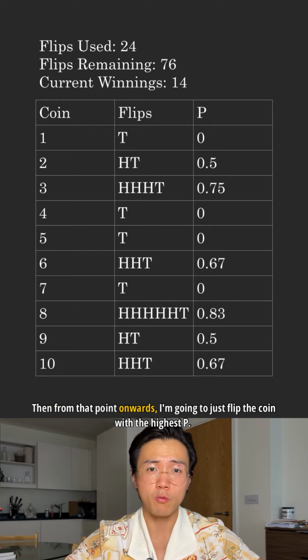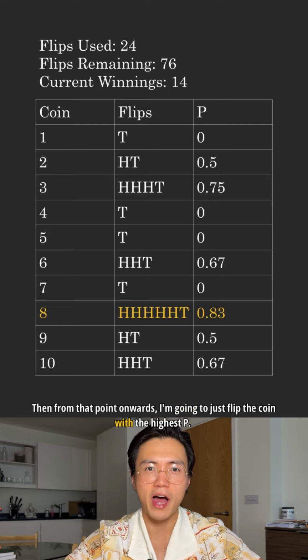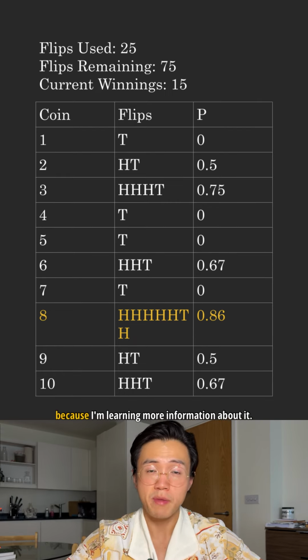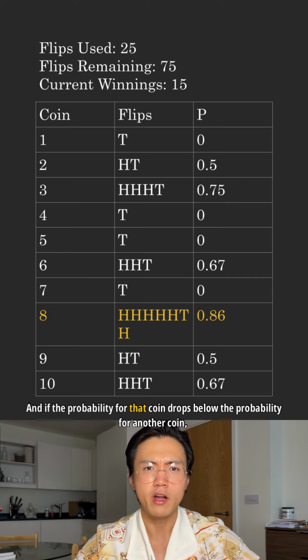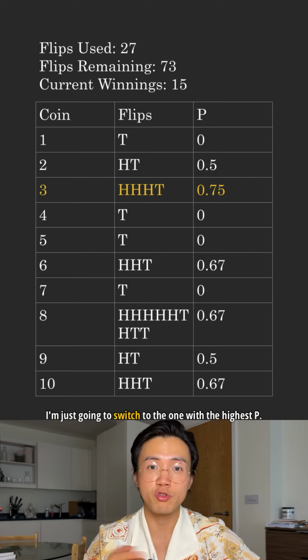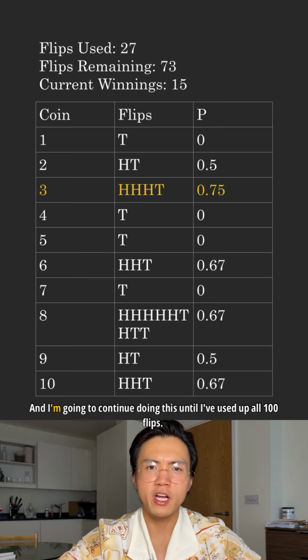Then from that point onwards, I'm going to just flip the coin with the highest p. And as I do that, I'm going to update the probability of that coin because I'm learning more information about it. And if the probability for that coin drops below the probability for another coin, I'm just going to switch to the one with the highest p. And I'm going to continue doing this until I used up all 100 flips.